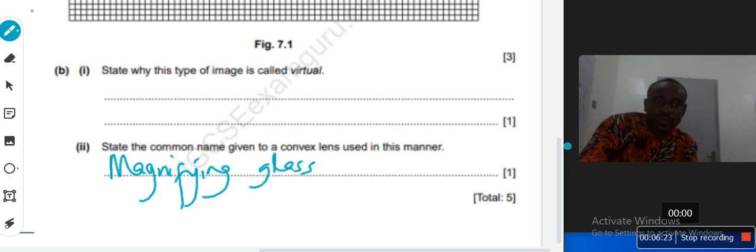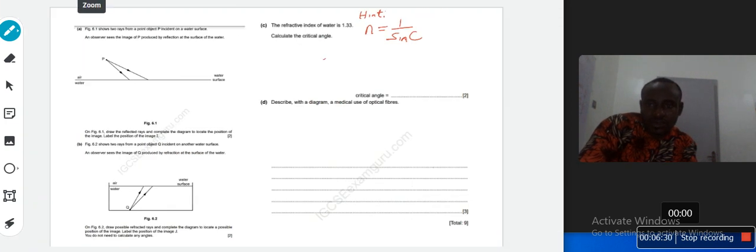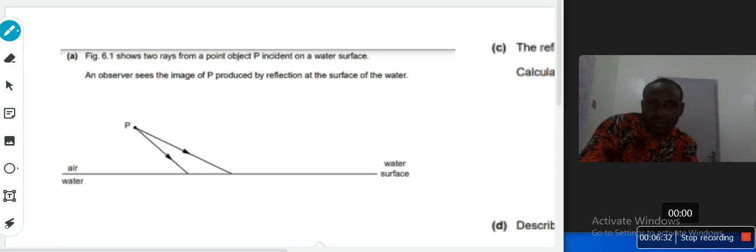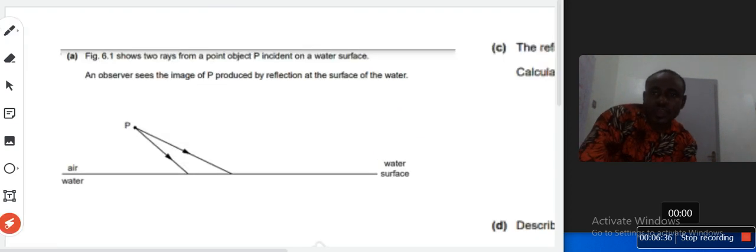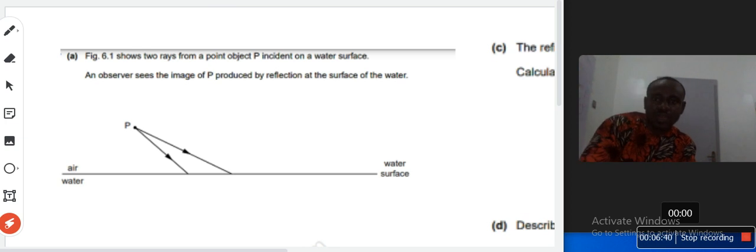Or simple microscope is the same thing. Next question says, figure 6.1 shows 2 rays from a point object incident on water surface. An observer sees the image of P produced by reflection on the surface of the water. So this is where the observer sees it, by reflection.